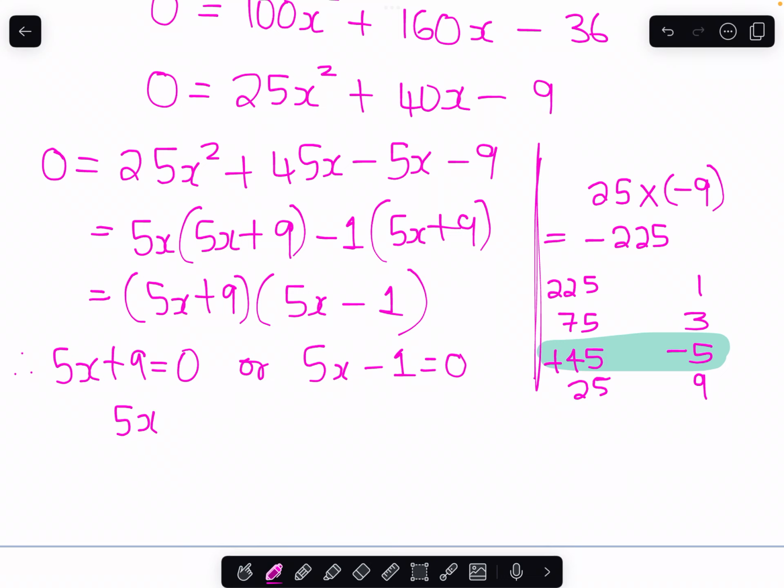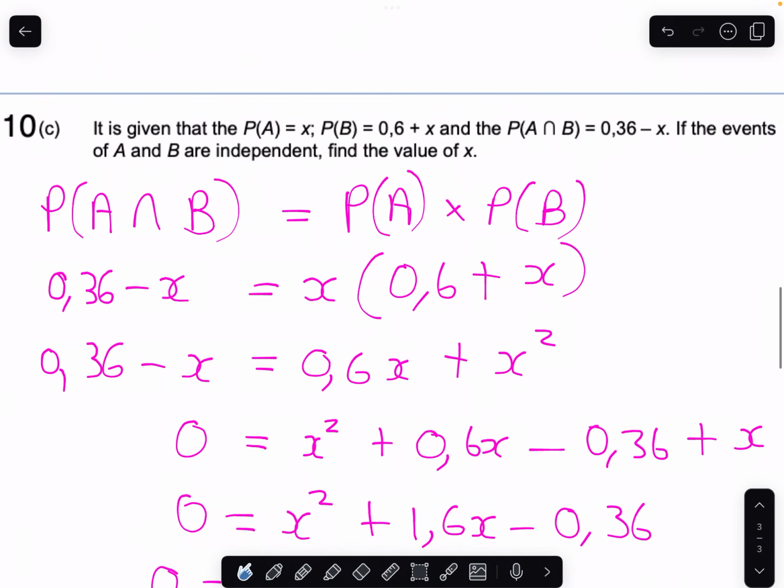So then 5x is equal to negative 9 and x is equal to negative 9 over 5. Or, 5x is equal to 1 and x is equal to 1 over 5. I've even forgotten what we're solving for. Okay, so we are solving for x.